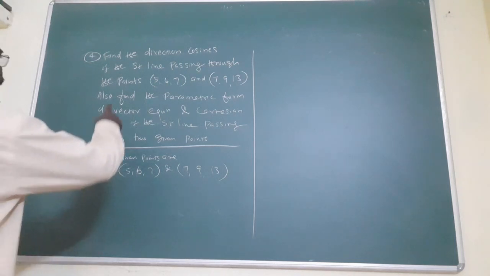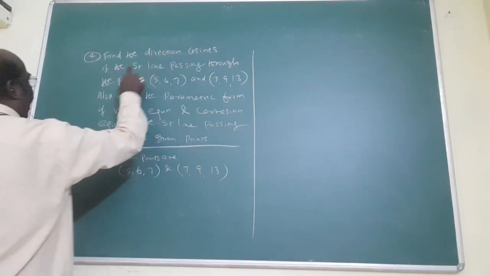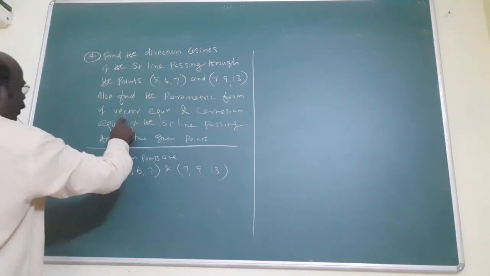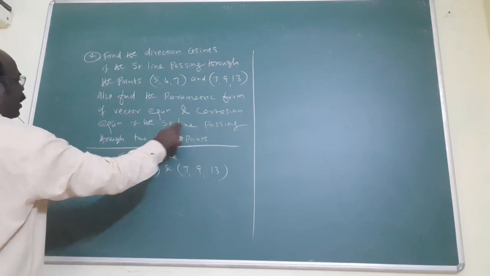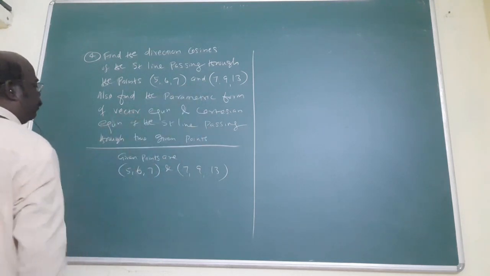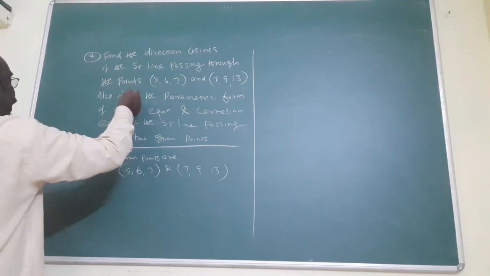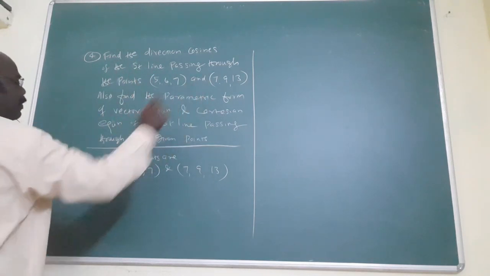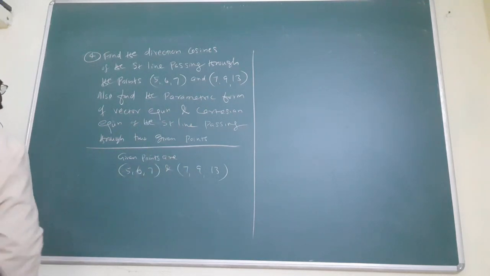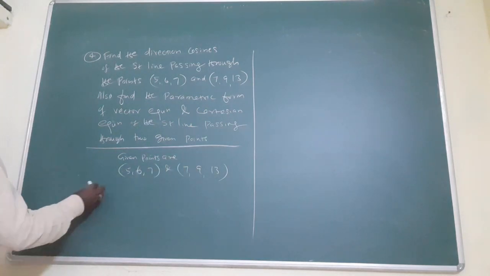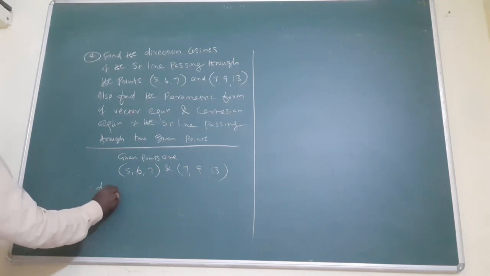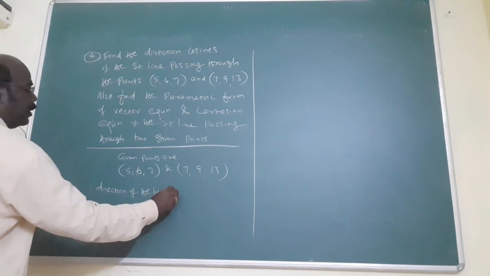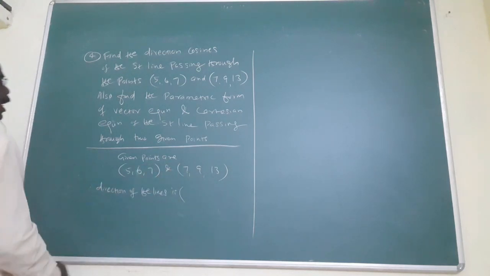Now, fourth question: find the direction cosines of the line passing through two points. Also find the parametric form of the vector equation and the Cartesian equation of the line passing through the two given points. Here direction cosines are asked, and also the parametric form of the vector equation and the Cartesian equation are asked. Now, two points are given. Now, the direction of the line is actually obtained by subtracting the corresponding points.